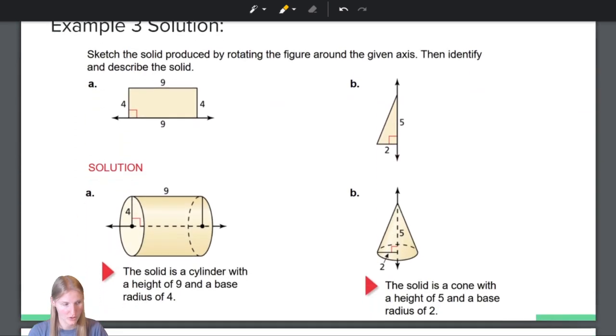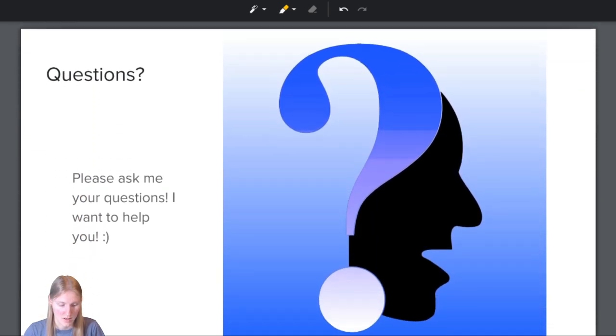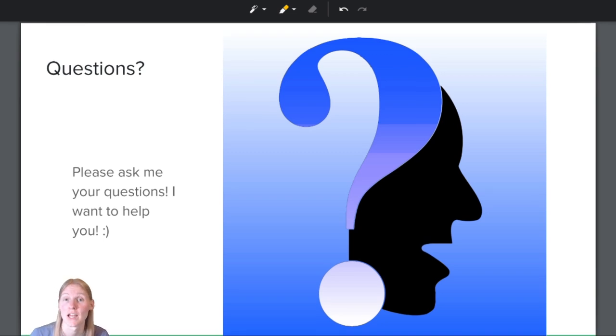We have a cylinder with a height of 9 and a radius of 4. Very good. And a cone with a height of 5 and a base radius of 2. They call it base radius instead of radius. That's okay. We know it's the radius of the base. Alrighty, very good for us. Okay, that is all I have for you today.